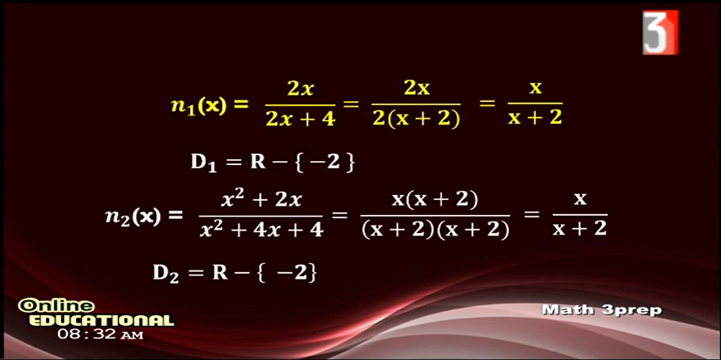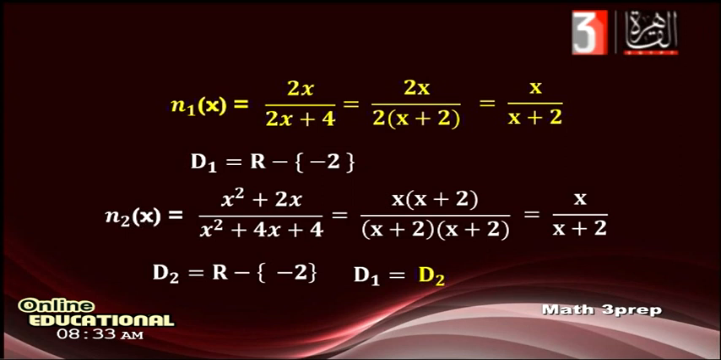Did you notice? N1(x) after reduction is x over (x plus 2), and N2 after reduction is x over (x plus 2). They are the same. What about their domains? D1 is R except negative 2. D2 is the same, R except negative 2. As the reductions are equal and D1 equals D2, we can say that N1 equals N2.